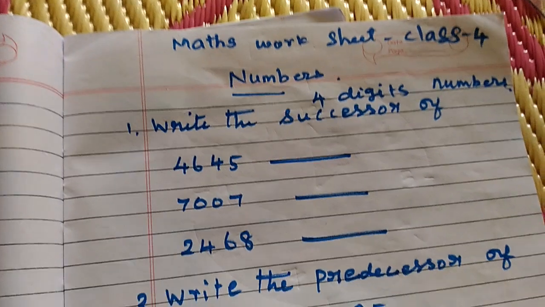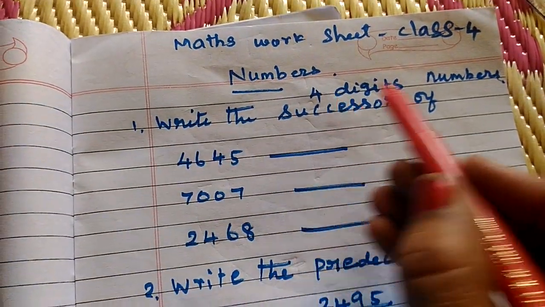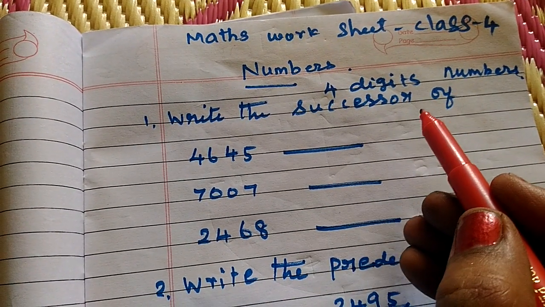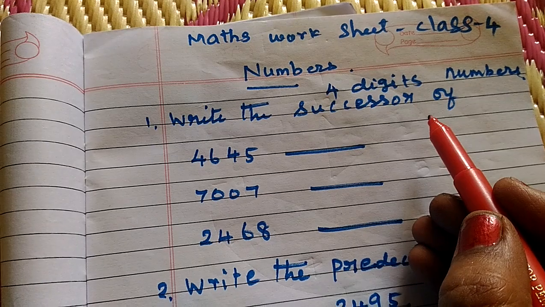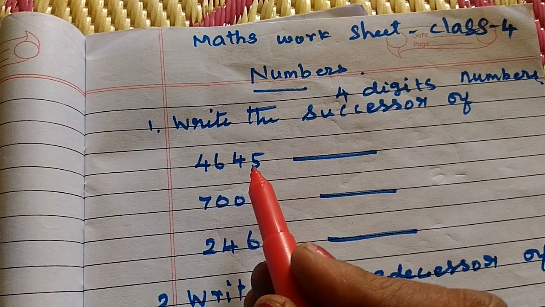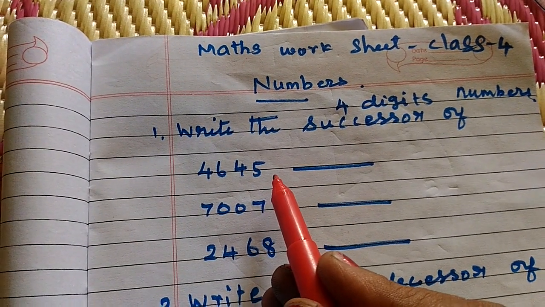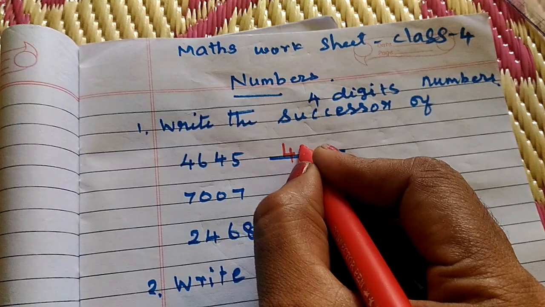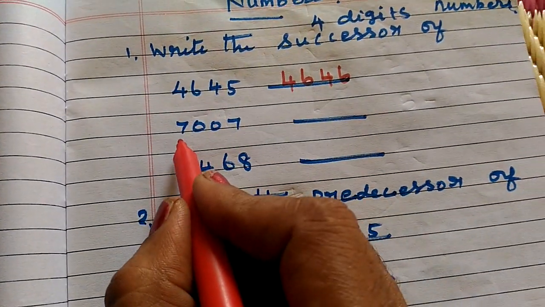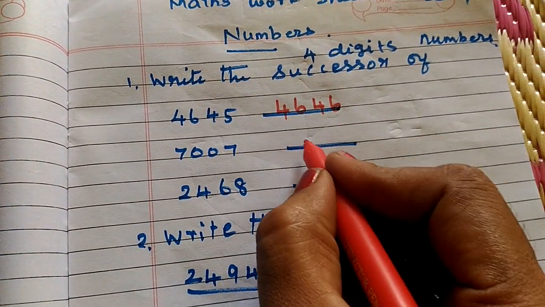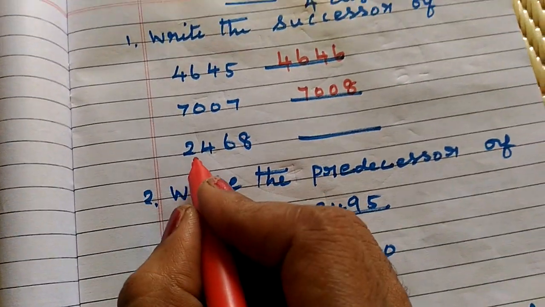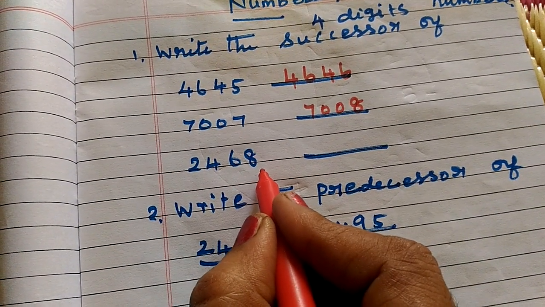Next, maths worksheet class 4, numbers, 4-digit numbers. Write the successor of the number. Successor means add 1. See here, 4645, the successor is 4646. One more example, 7007, add 1, 7008. Next, 2468, the successor is 2469.